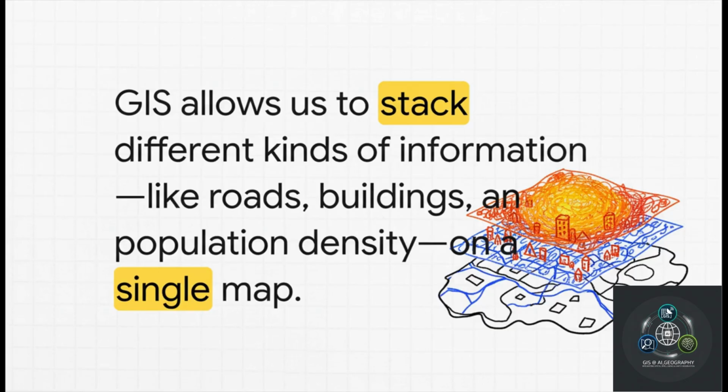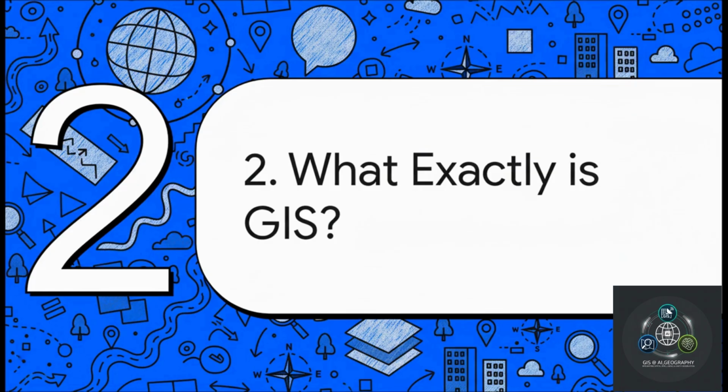Then, let's add another one that shows population density, where people live. And for fun, let's add one more that shows real-time traffic. All of a sudden, when you see all those layers together, you start to see patterns and connections that were totally invisible before. It's like putting on a pair of magic glasses. Okay, so we've got this idea of layers down. It makes intuitive sense. But what is GIS, officially?